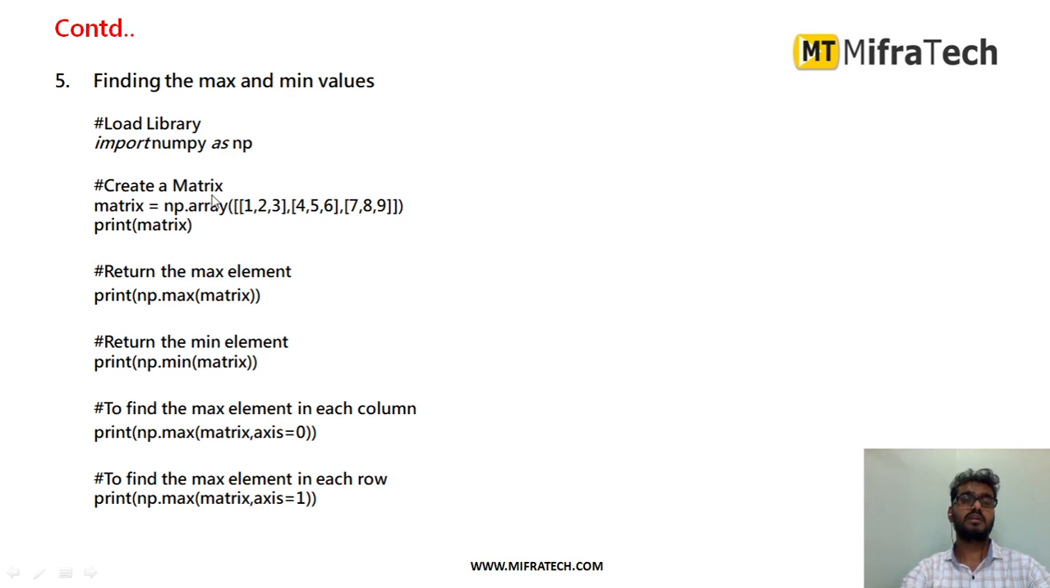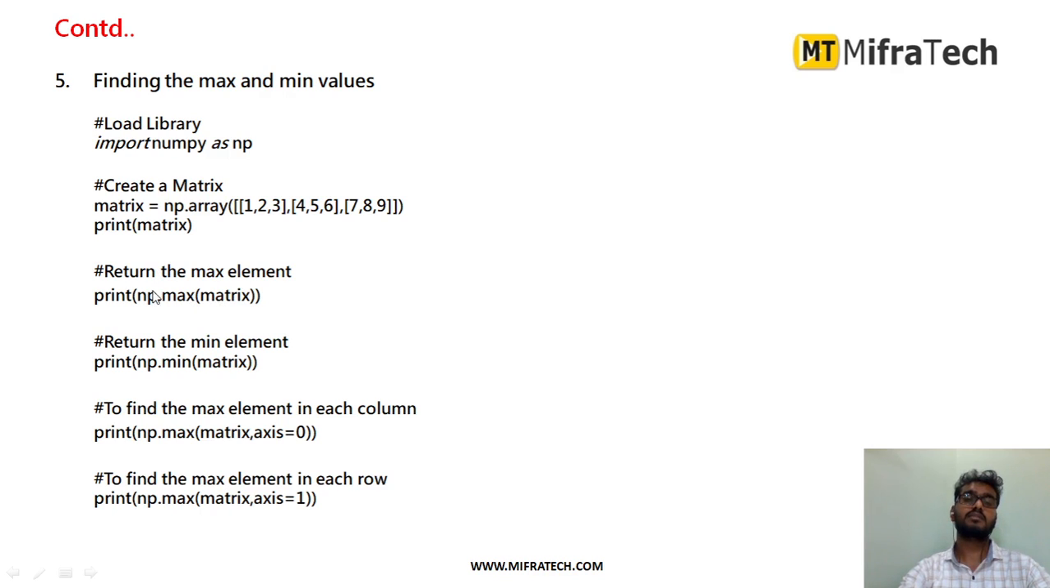After loading the library, we have to create a matrix as in the previous example, but in this example I have created a 3 cross 3 matrix, that is, it has 3 rows and 3 columns. After creating the matrix using np.array, I am going to print the matrix. Then in this matrix I want the maximum element. When I want to print the maximum element, the inbuilt method I am going to use is np.max of matrix. So in this matrix, what is the maximum value I want?